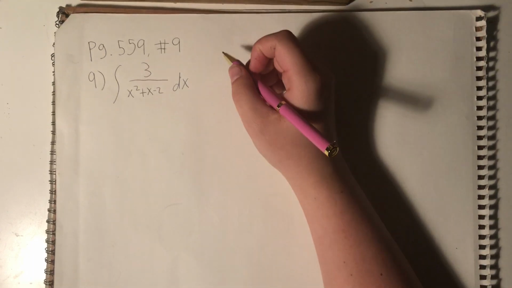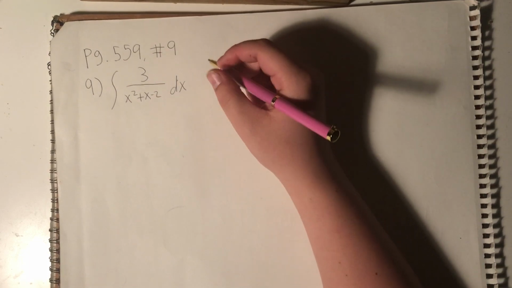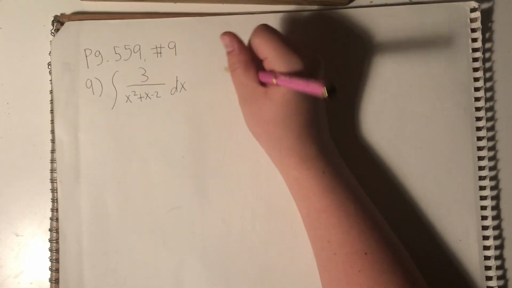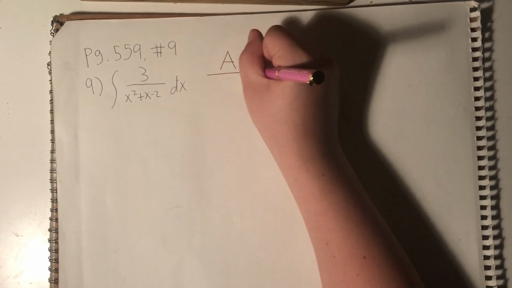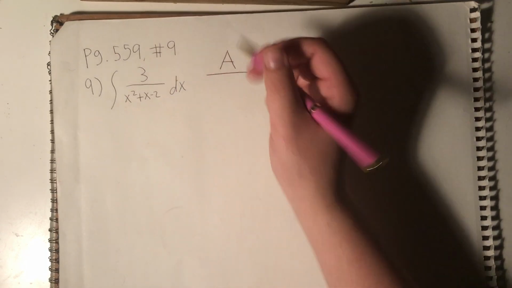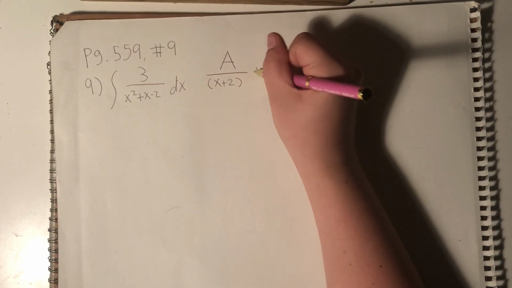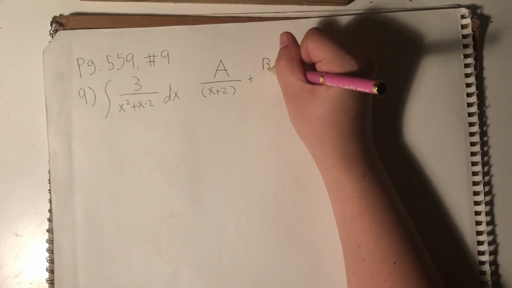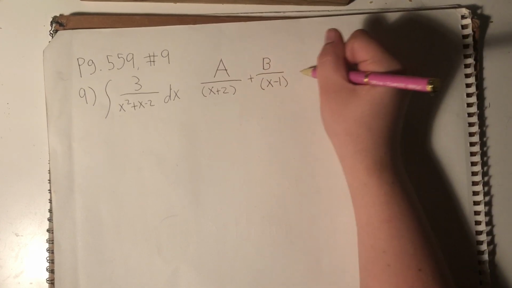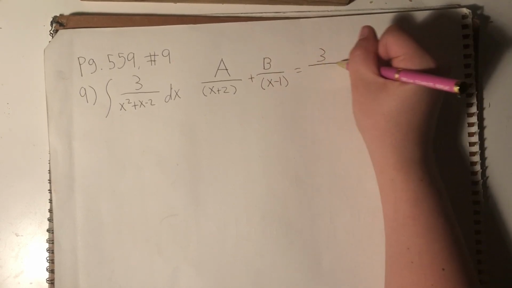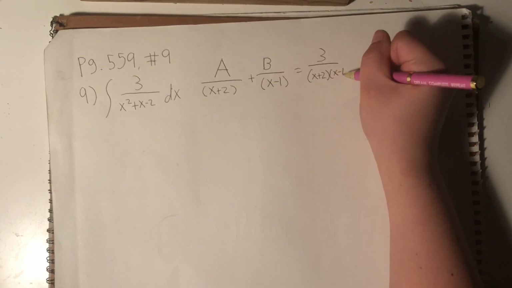So we are integrating 3 over x squared plus x minus 2 dx. And we're going to do some side work over here. So what we're going to do is we're going to take something, which we'll call A, over the factored form of this. So we're going to make it x plus 2, plus something else, which we'll call B, over x minus 1 equals 3, and I'll just leave this in factored form so it's easier to see.